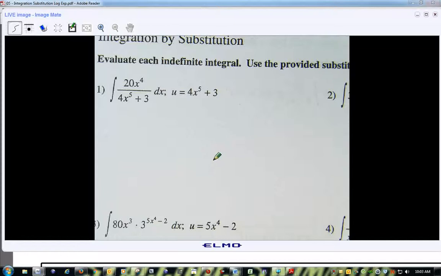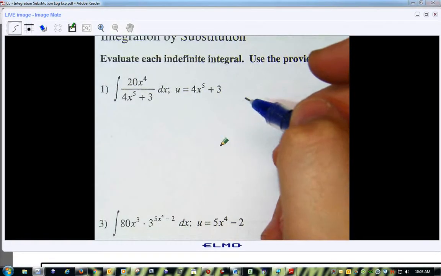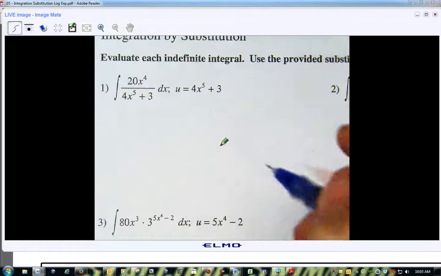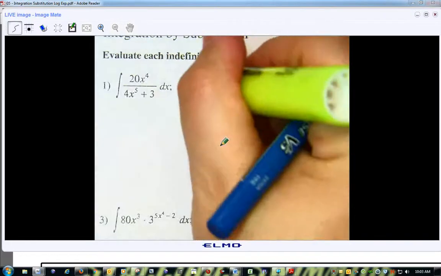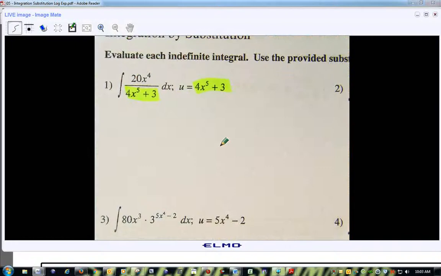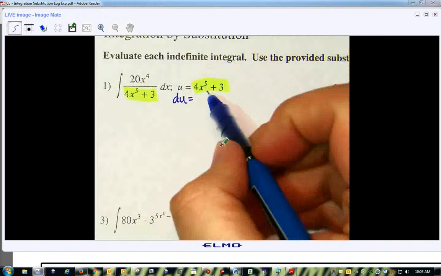Alright, take a look at number 1. We're told that we have our u, and our u is down here. So now I need to find what du is equal to. So what's du equal to?